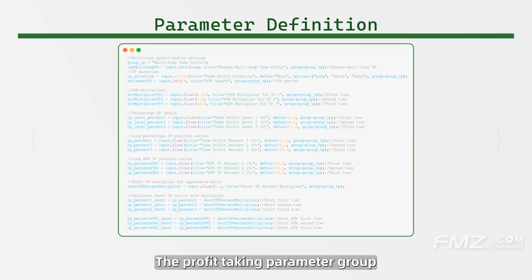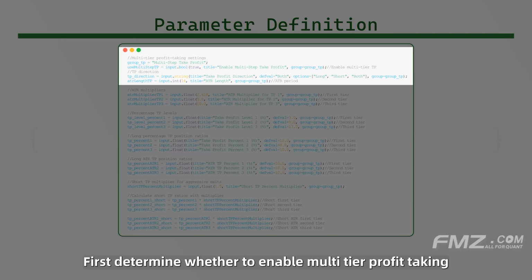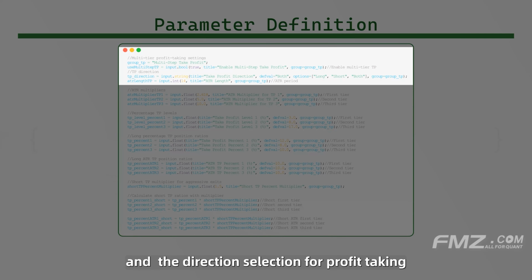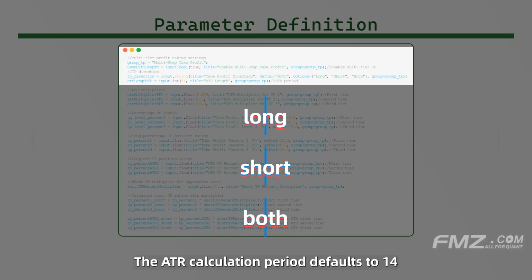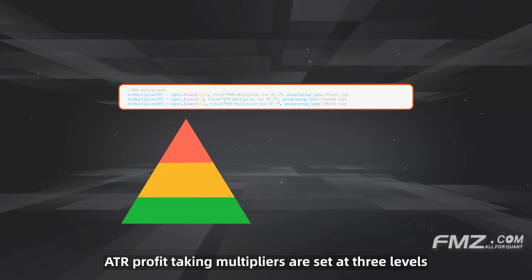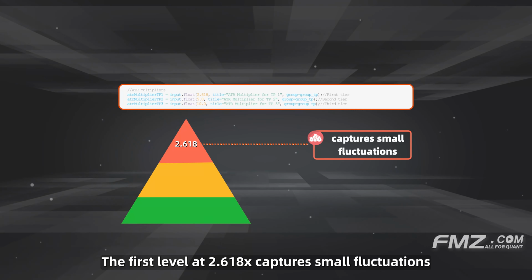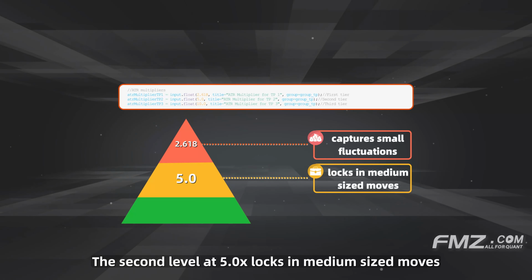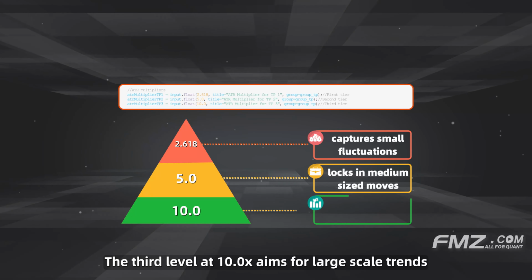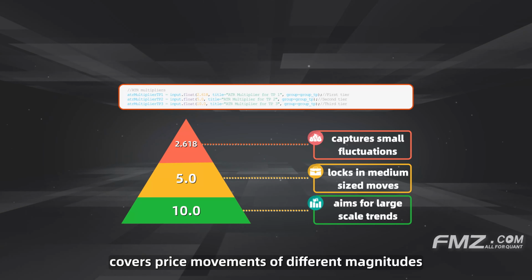The profit-taking parameter group is another core design of the strategy. First, determine whether to enable multi-tier profit-taking and the direction selection for profit-taking. This can be set for long, short, or both directions. The ATR calculation period defaults to 14. ATR profit-taking multipliers are set at 3 levels. The first level at 2.618x captures small fluctuations. The second level at 5.0x locks in medium-sized moves. The third level at 10.0x aims for large-scale trends. This progressive design covers price movements of different magnitudes.